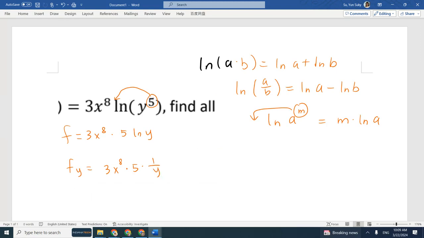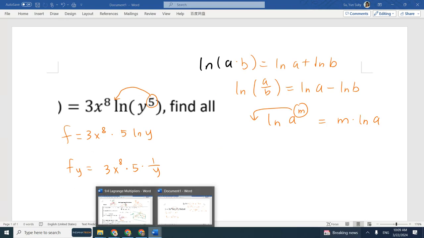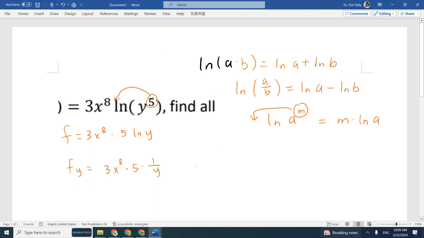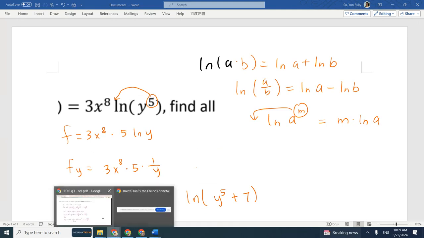Isn't that the common way to do it, to move the 5 in front of the ln? Because that's the way I was taught. But if I change the problem to ln y to the 5 plus 7, then you're not able to move it. Then the common way is still to use the chain rule, because it works for other types of function.